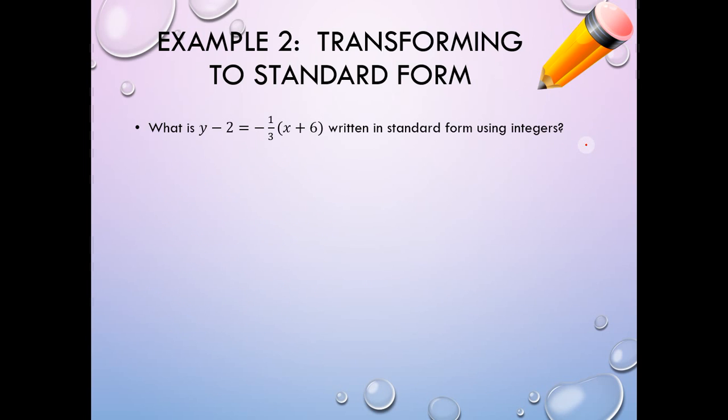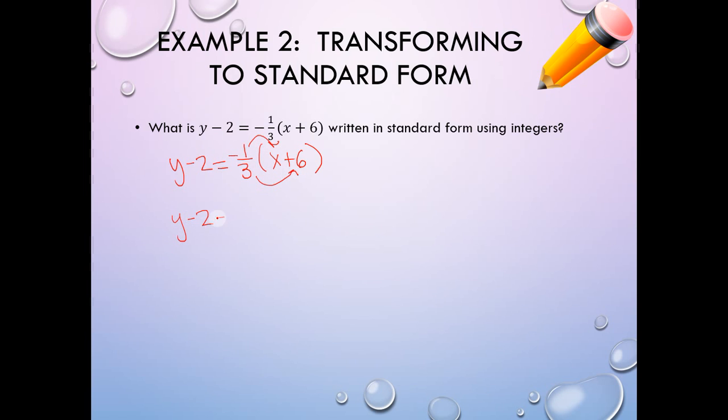Let's take a look at this one. So we need to transform y minus 2 equals negative 1/3 times the quantity of x plus 6. First thing I would do is get it y equals, because right now it's kind of messy. So just like what we would have done before, let's distribute that negative 1/3 in.